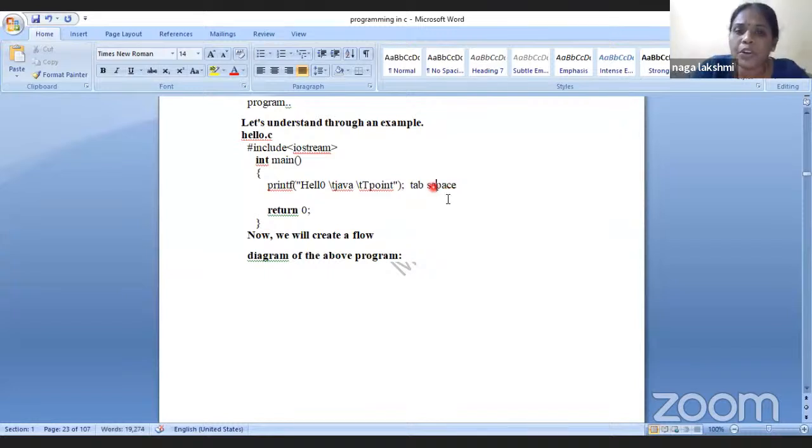If you give it directly in the string, you get "HelloJavatpoint" without any space. But if you include \t in the middle, once you execute, it gives the output "Hello Java Tpoint" with spaces. Understood now, everyone? Next part is, if I feel like I want one more line, I am printing it here.